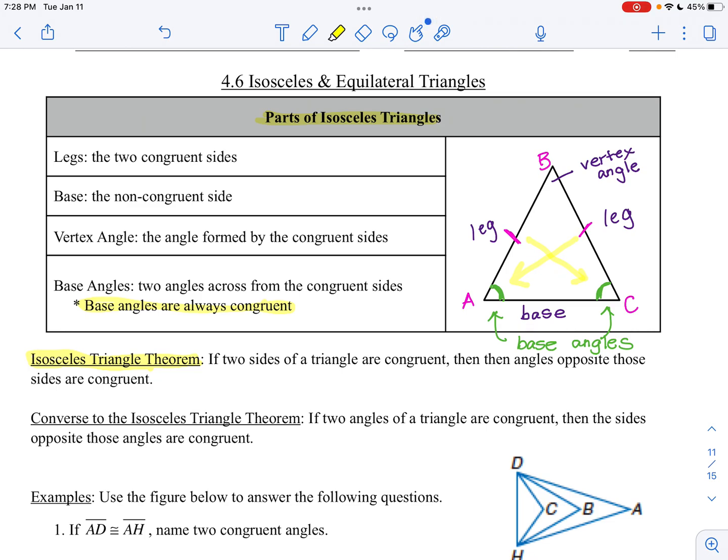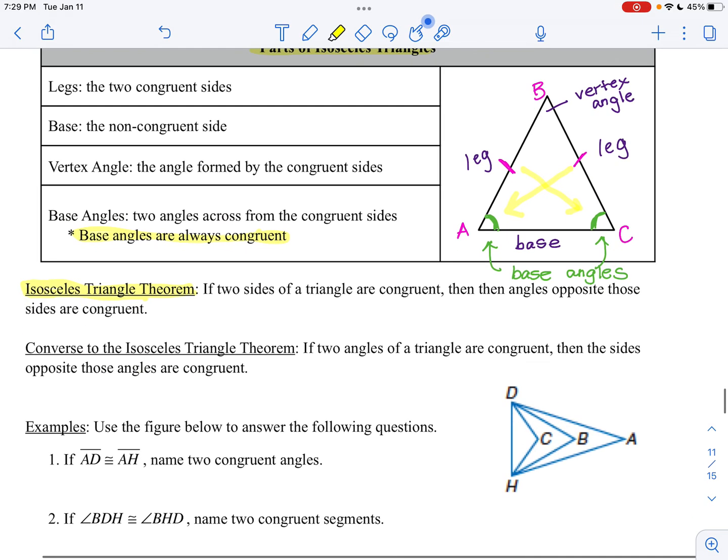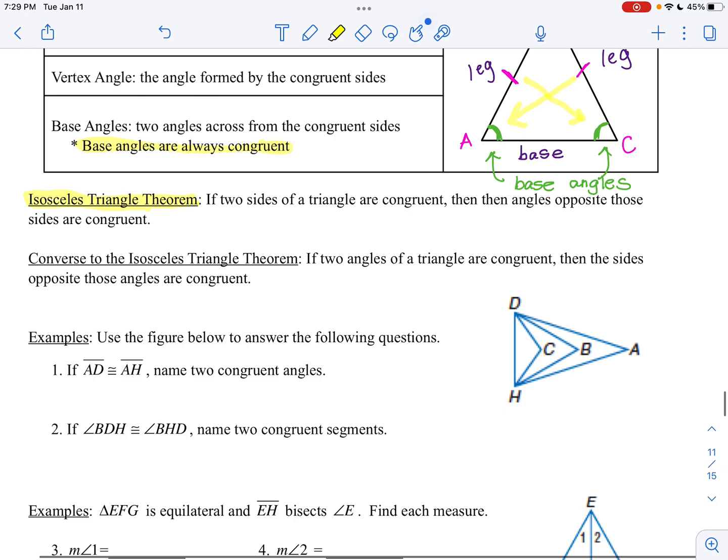The converse to the isosceles triangle theorem holds true as well. If I have a triangle where I know that two angles are congruent, then the sides across from them must be congruent. Using those two ideas, let's answer the first couple of questions.